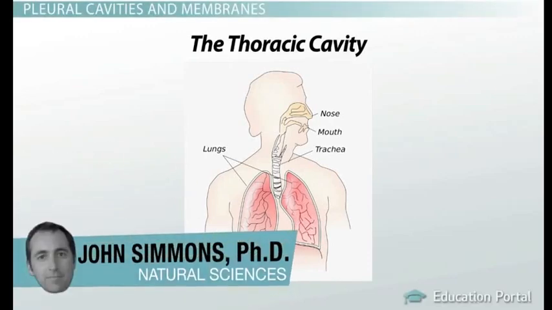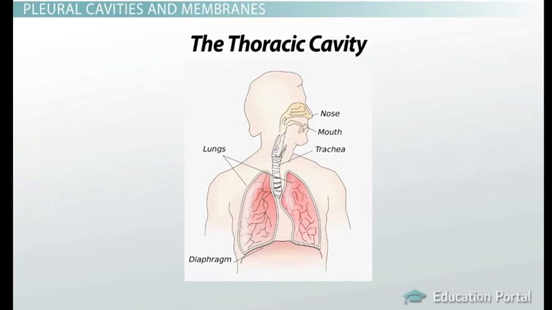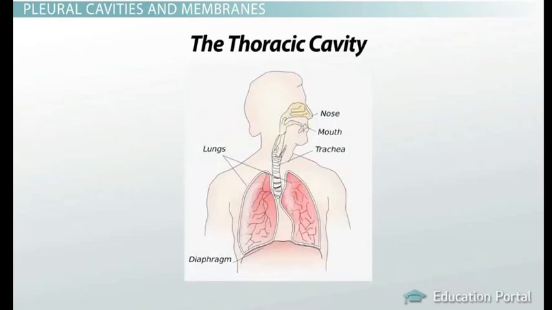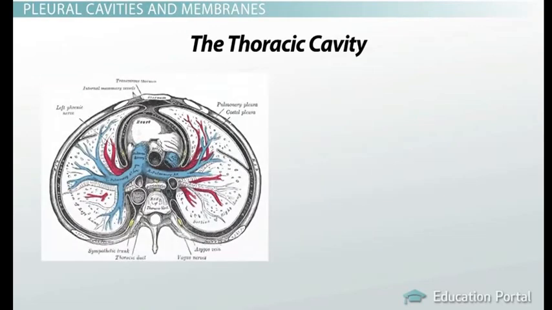The thoracic cavity contains the lungs along with other organs such as the heart. Each lung is contained within a pleural cavity, and each pleural cavity is defined by a space surrounding each lung and is lined by a pleural membrane. Now, the pleural membrane is made up of two layers. These layers can be illustrated in a transverse section of the thoracic cavity.